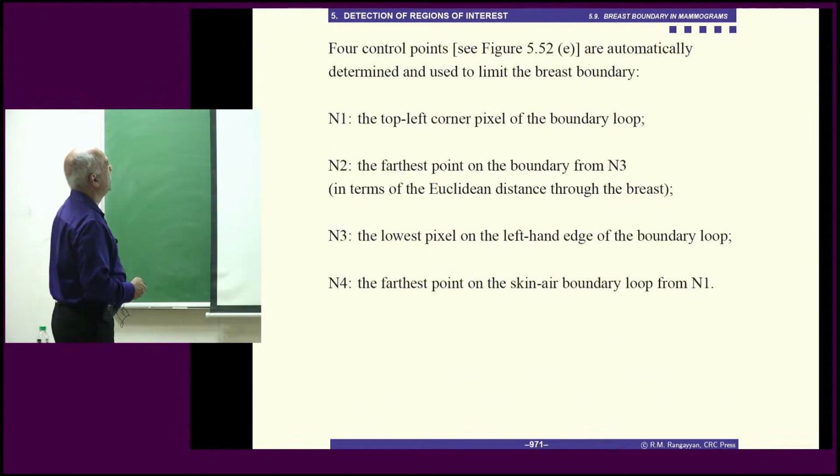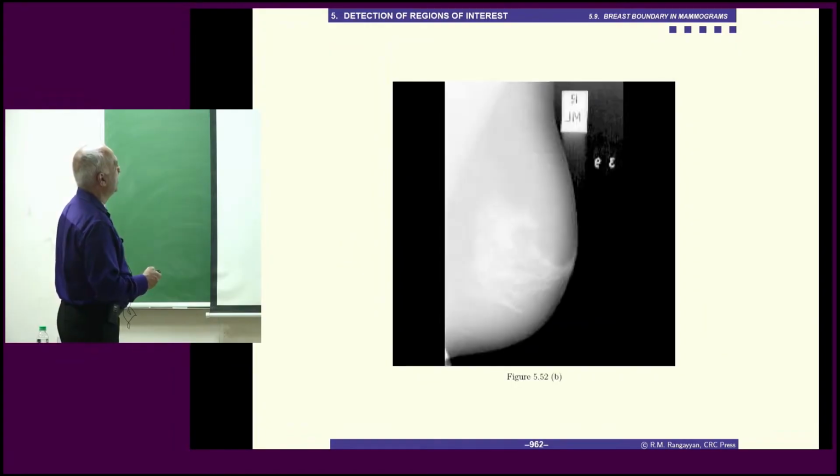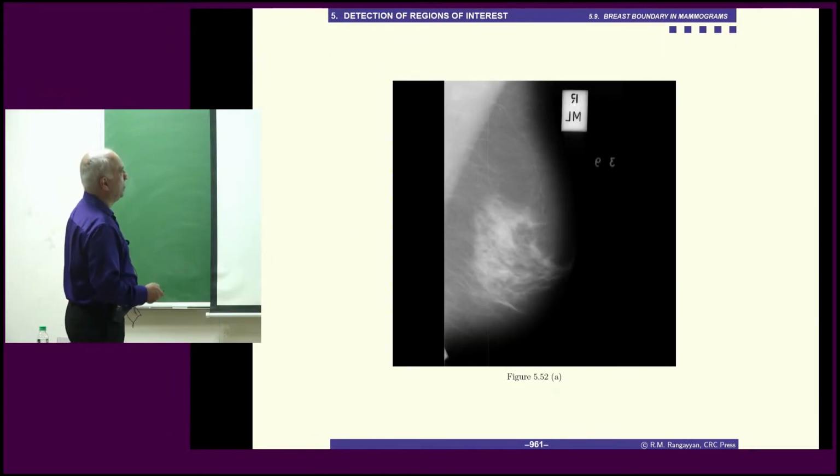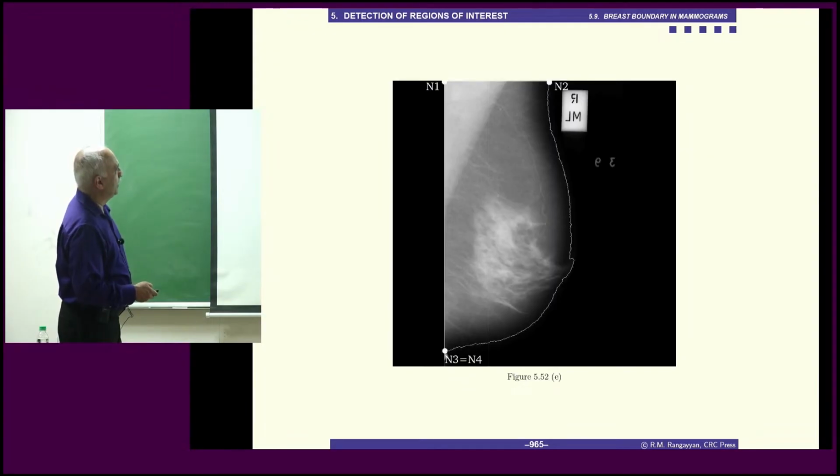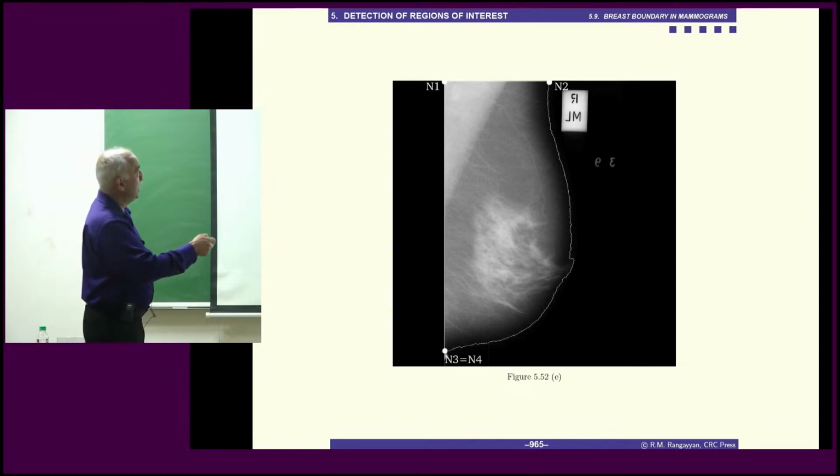So let's go back and look at these results in various steps. That's the original mammogram, the log, that's the initial contour, and then the refinement. These are the points that are automatically marked at the top left and top right, and where the contour intersects the chest wall. This is a mediolateral oblique mammogram, so that is the pectoral muscle, which has an almost straight line edge, but we will talk about that later. So this is the initial breast boundary.